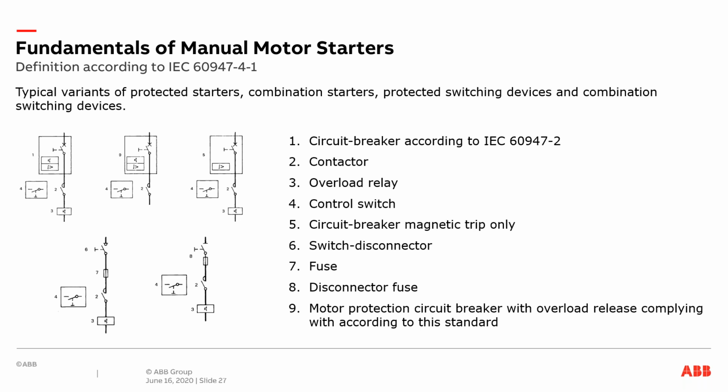These are some of the diagrammatic representations of how you can represent a circuit breaker, a contactor, and overload. Number one, you can see over here, is a circuit breaker as per IEC 60947. A contactor, you can see it's in two. 3 is an overload. 4 is a control switch, and the manual motor starter, which I'm covering over here, is 9. Where is it? It's here. Okay.